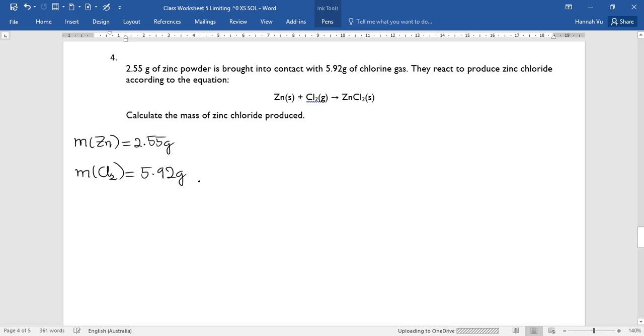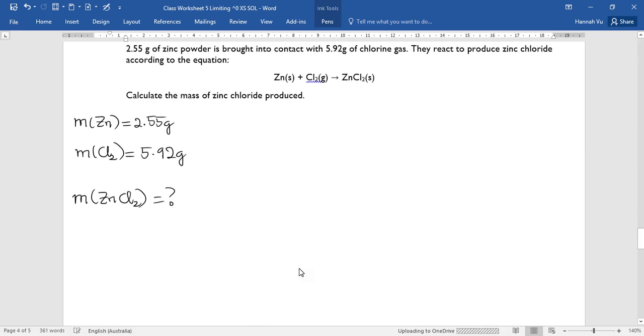This is not hard. The mole ratio is only 1:1. Can't be that difficult. So from here, you need to determine the mass of zinc chloride produced. So I need the mass of zinc chloride produced. Now, if you want to determine mass, let's just do a quick flowchart.